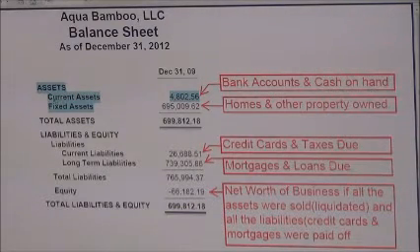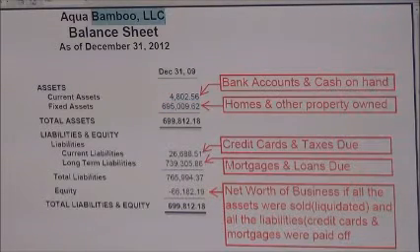So the assets, you'll have current assets and fixed assets. The current assets would be your bank accounts, your cash on hand. It's anything that the company would have access to in the very short term. Also accounts receivable, money that's owed to the company, would go in here also. In this particular case, we have $4,800 in current assets. In fixed assets, we have $695,000. And that's made up of the homes and other property owned.